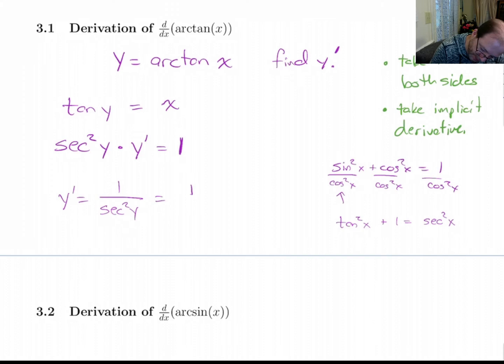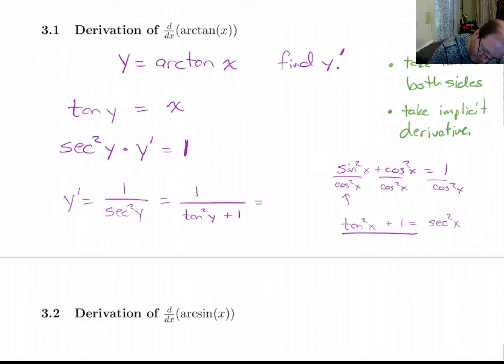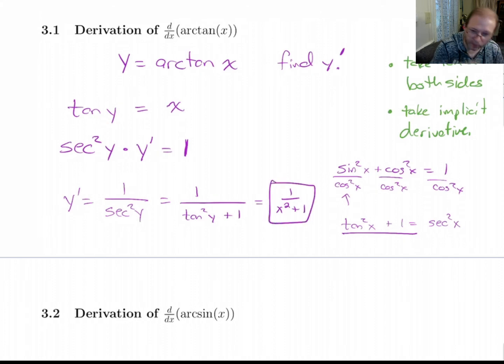So I can rewrite this as 1 over, replacing secant squared with tan squared plus 1, so tan squared of y plus 1. And notice tan of y is just x. So you get 1 over x squared plus 1, which is what we were shooting for. So we are able to derive that using what we know about trig derivatives, the derivative of tan, and then using implicit differentiation. And you can do that same sort of thing to get the rest of them.